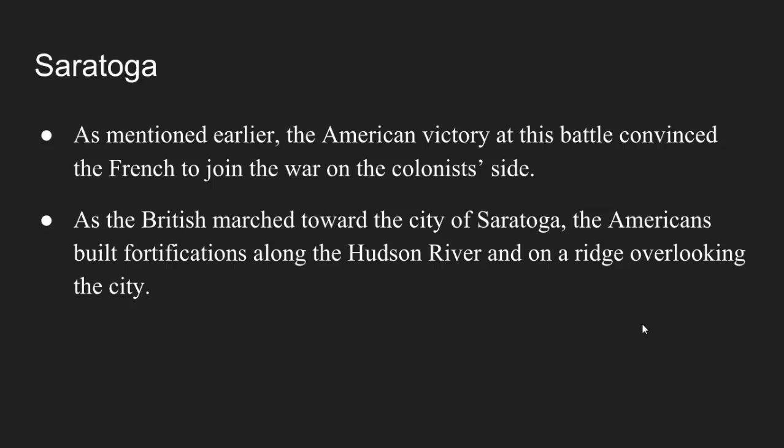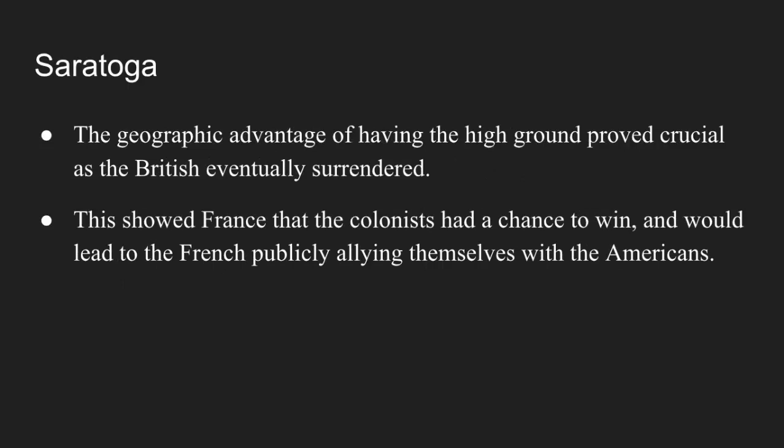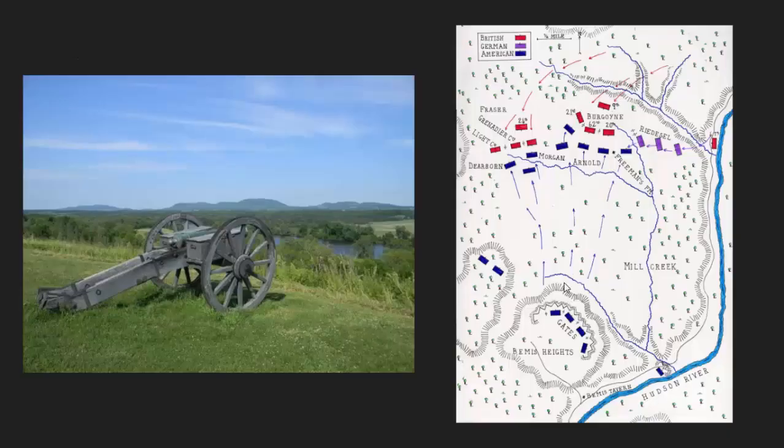As the British marched toward the city of Saratoga, the Americans built fortifications along the Hudson, but also on a ridge overlooking the city. The geographic advantage of having the high ground, as in any battle, proved important as the British are eventually going to surrender here, and this, as I said, will be a huge turning point. It showed France that the colonists had a chance to win, and it would lead them to publicly allying themselves with the Americans, with the colonial cause.